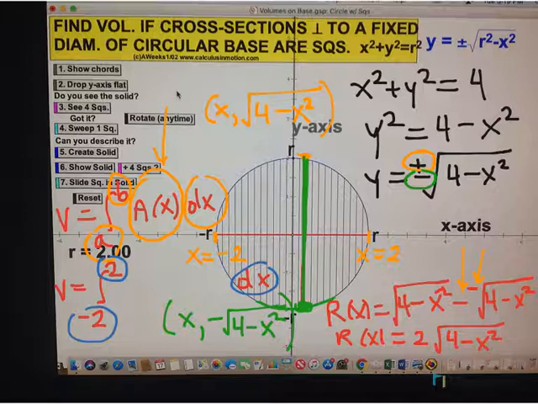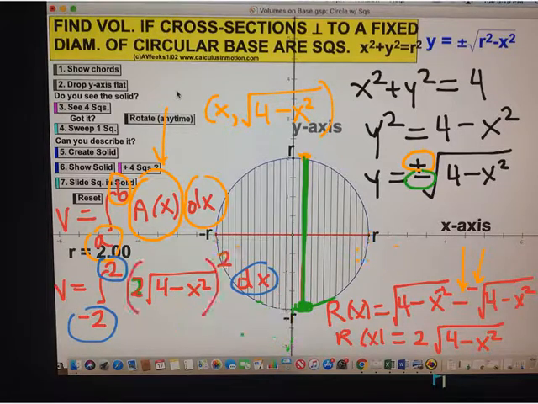So how do you use that length to find the area of your square cross-section? How do you find the area of a square if you know the length of one side? You square that length. So we know the length, we know a function of x that will give us the length of an arbitrary vertical line segment in our region. And we're going to take that, and that is 2 times the square root of 4 minus x squared, and then we're going to square that.